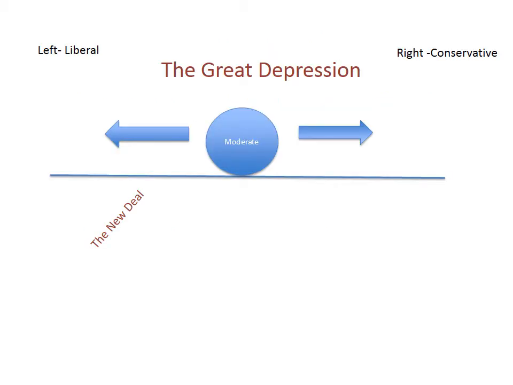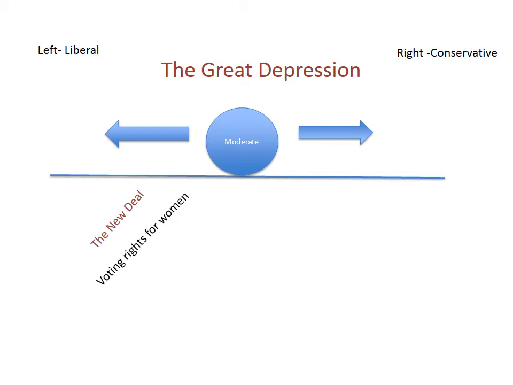So let's look at these things historically. Let's look at the Great Depression. If I was to say the New Deal, would you say that the New Deal was liberal or conservative? Thinking about what we know about liberals and conservatives, we know that the New Deal provided much more government intervention. It had a lot of government programs. So we're going to put that to the left, or as being liberal.